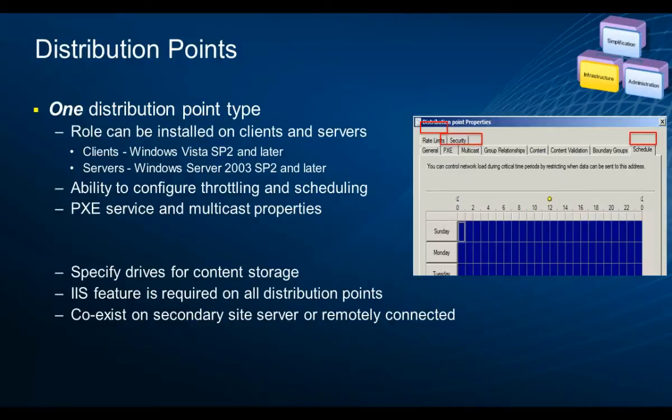This distribution point has the ability to configure throttling and scheduling. You can see on the right side we have a scheduling tab that allows us to say what are peak and non-peak times of the day and when we want to allow replication to be used, received, or delivered from and to a distribution point. We can specify drives for content storage. We use the IIS feature, which is required on the DP. This assists us with things like our software catalog. And we can coexist on secondary site servers, or be remotely connected to them, to assist in architecture.